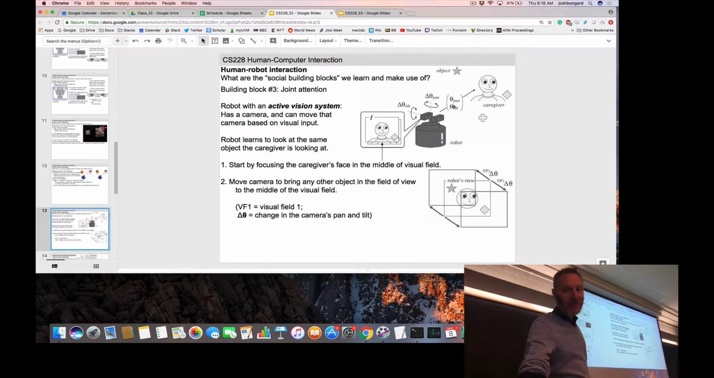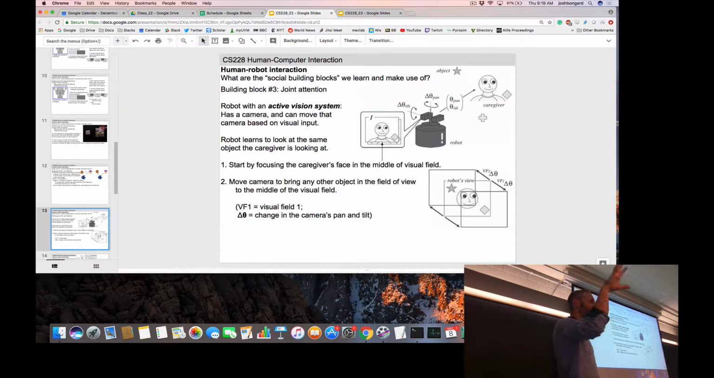It can pan and tilt. So you'll notice in the little cartoon here we have 2 angles, pan and tilt: how much it's rotating the cameras left and right, and how much it's tilting up and down. And we're going to just treat that as our delta theta down here, which is simply a vector of 2 numbers, how much the robot is panning and tilting. Pretty straightforward.